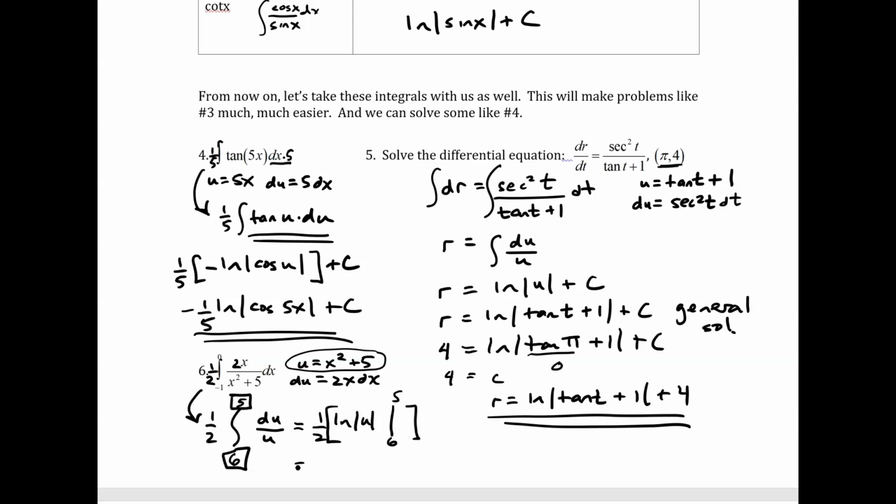So the final answer, 1/2 times the natural log of the absolute value of 5, that's just the natural log of 5, and then minus the natural log of 6. And if you wanted to, you could apply properties of logs and write this as the natural log of 5/6, but that's not necessary. This is going to give you the exact same thing as what you would get if you do simplify things with properties of logs.